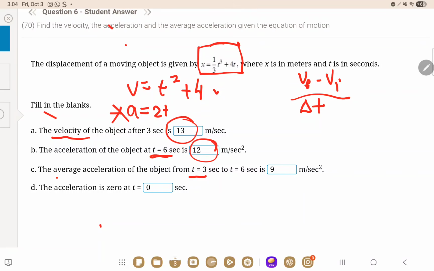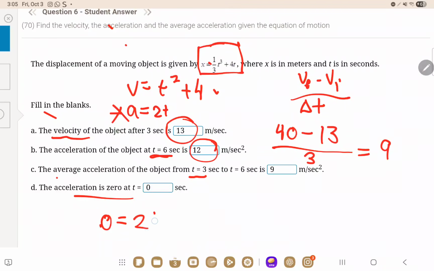So we basically just replace 6 and 3 into this equation. So t at 6 is 6 squared, 36 plus 4 is 40, minus 3 squared, 9, 13, we already found it, over 6 minus 3, which is 3. You're gonna get 40 minus 13 is 27, divided by 3 is 9. So that's your average acceleration. And the acceleration at 0, the acceleration is 0. So a equals 0 when t equals 2t. So t equals 0. You could get that pretty easily. Moving on.